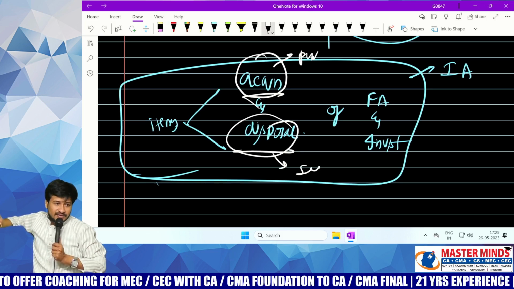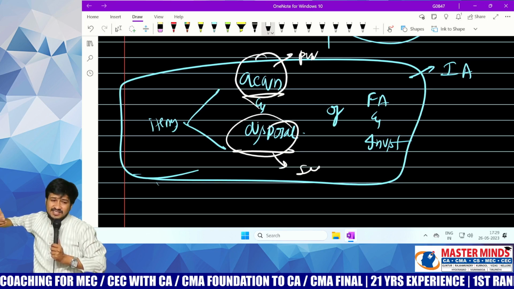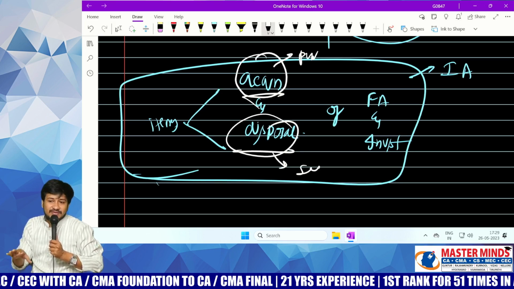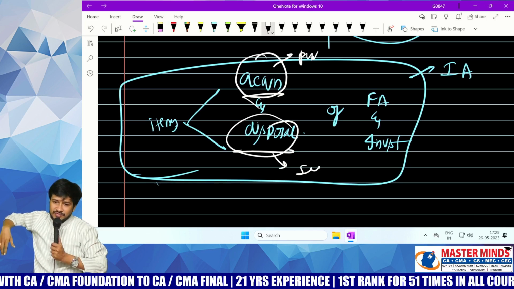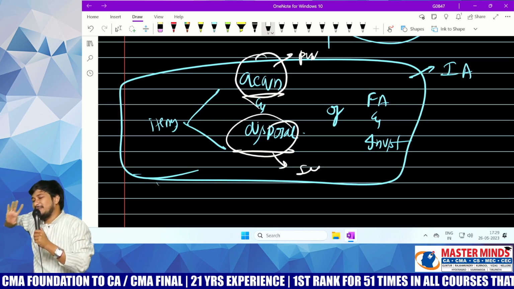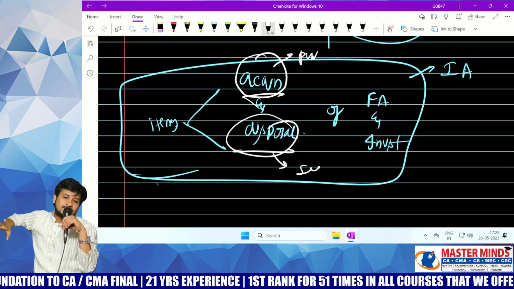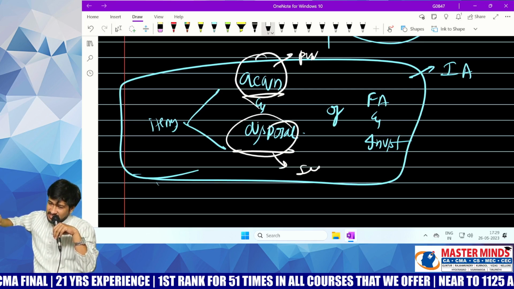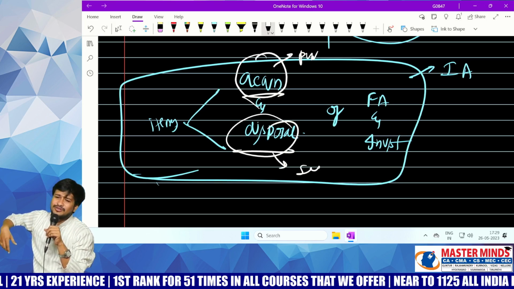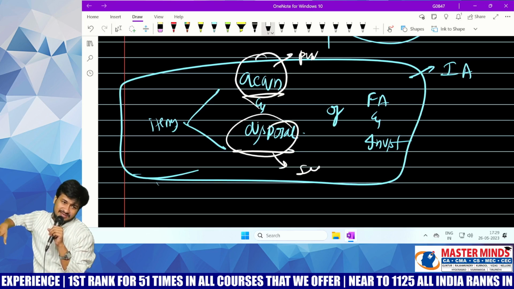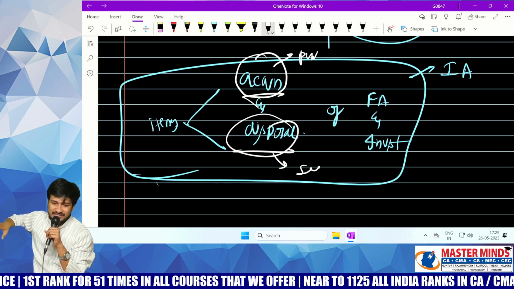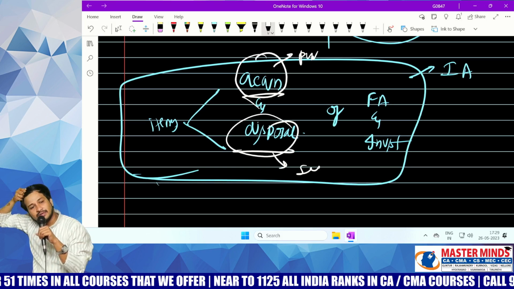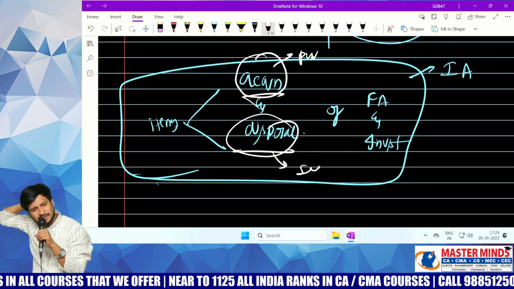Rent paid: operating. Rent received: investing, because you can receive rent only when you have invested in land and buildings. Understood everybody? Purchase of patents: investing, because just check fixed assets and investments. I never told you that fixed assets include only tangible. They include both tangible and intangible. Take care. Understood? Purchase of goodwill: investing. Sale of trademarks: investing.